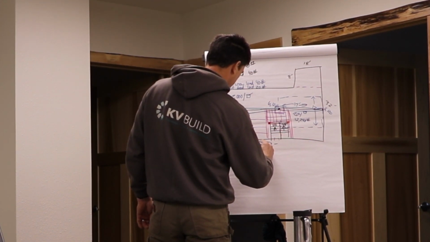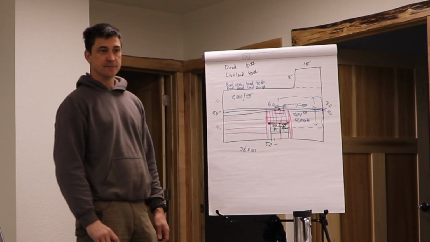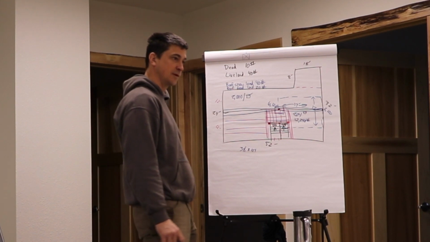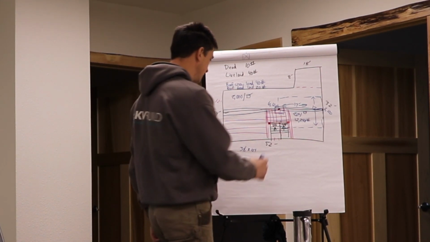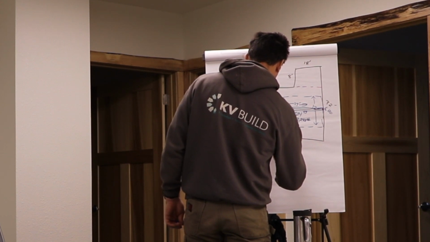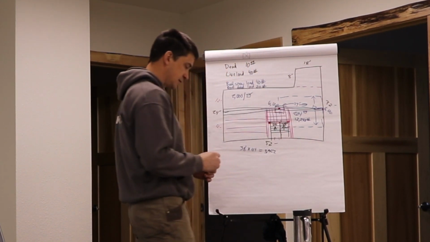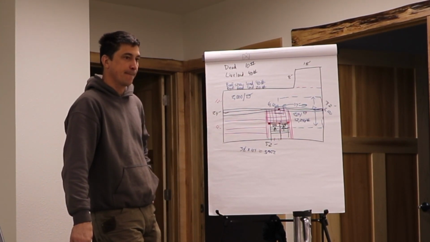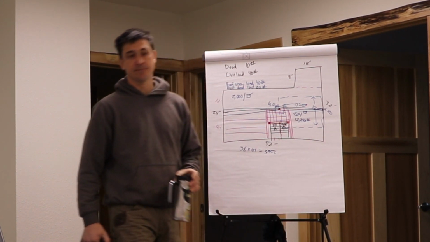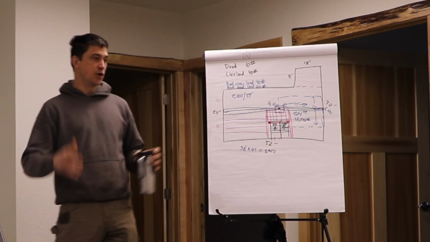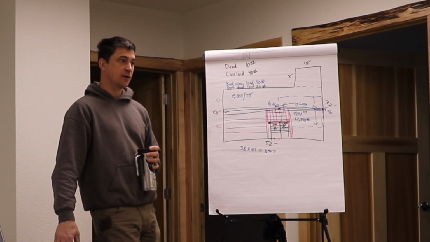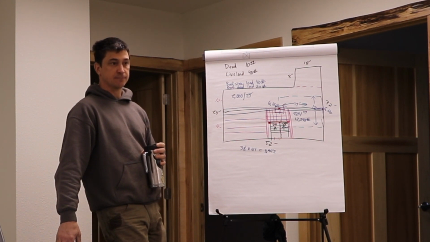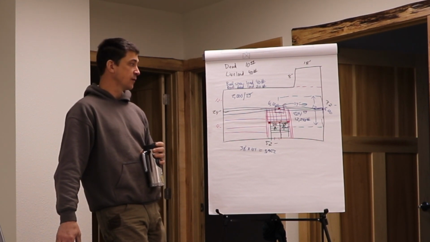38 times 104 is what? 38 times 104? Yeah. 3,952. Okay, so do you have the equipment to set a 4,000 pound beam? Yes. Manpower. Okay, so if you do, no problem. Okay, great. If you don't, you're going to have to come up with a different plan, or you're going to have to hire somebody to come in with a crane to set it.